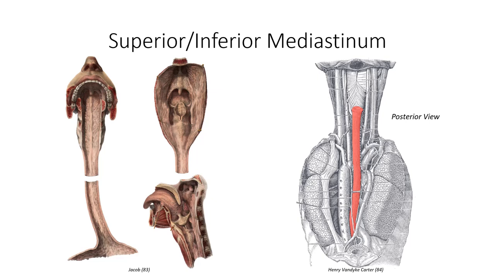The upper portion of the tube is mostly composed of skeletal muscle involved in voluntary swallowing. Inferiorly, the tube transitions to smooth muscle, which produces involuntary peristaltic contractions to propel food towards the stomach. We'll discuss the muscular layers in greater detail when we discuss the digestive system.